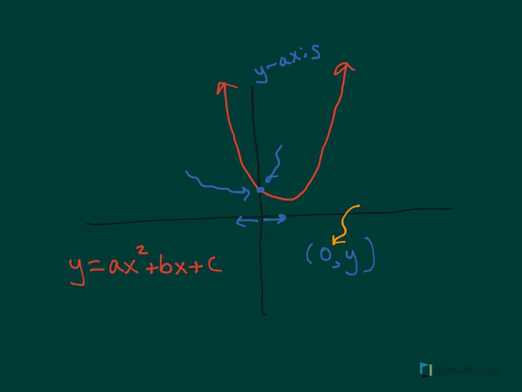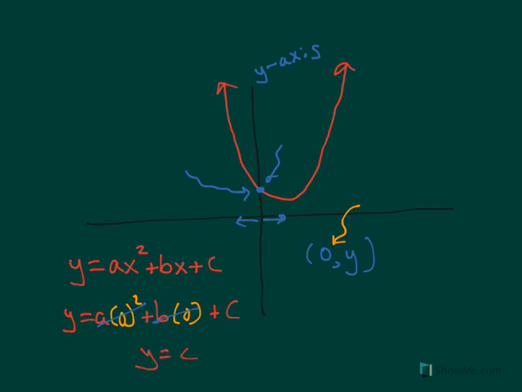So you're going to get y equals a times x, and we know that x has to be 0, plus the b times x, and again the x has to be 0 if we're going to be on the y-axis, plus the c. And if you simplify this, 0 squared is 0 times the a, that's just going to be 0, and b times 0 is just 0, so you're basically left with y equals c.